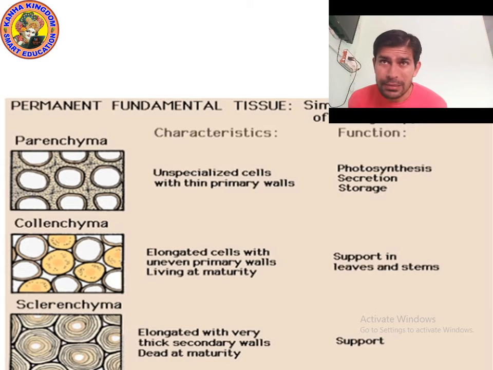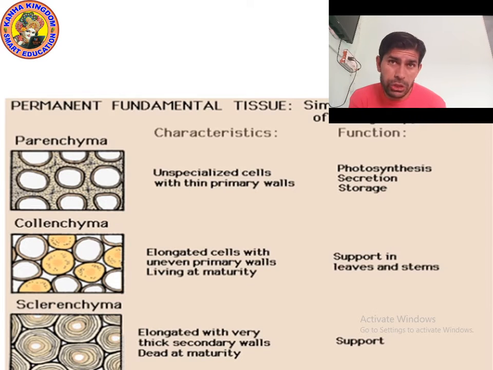If we talk about parenchyma characteristics, they have unspecialized cells with thin primary walls. And what is the function? Photosynthesis, secretion, and storage. They help in storage and provide mechanical strength.